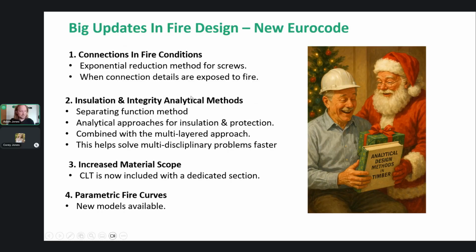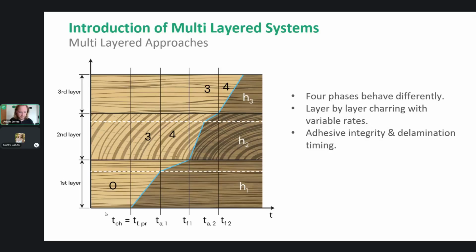So some of the new things: connections in fire design. What if you've got a connection detail under fire, what happens to a screw? Insulation and integrity are explicitly mentioned, and you can actually calculate for these now. CLT is obviously included, and it gives you pathways for using parametric fire design approaches. When it comes to CLT, there's a layered approach now in the draft Eurocode, which wasn't in the previous Eurocode for CLT. And there are different phases that occur inside the fire.